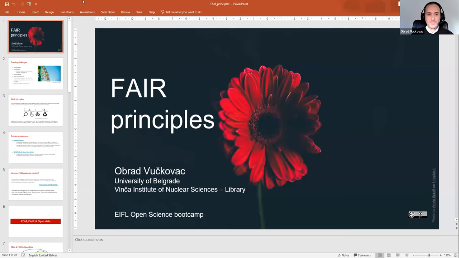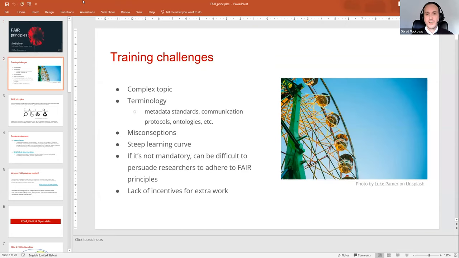So, FAIR principles. It's a very interesting and very up-to-date topic. There are a lot of challenges when dealing with it. Like I said, it's a very complex topic as well, and there are a lot of things to be considered. Terminology is one of the factors. There are words and terminology that are more related to IT or information science jargon than to something most researchers deal with every day, like metadata standards, communication protocols, controlled vocabularies, ontologies, which can be tricky for them.